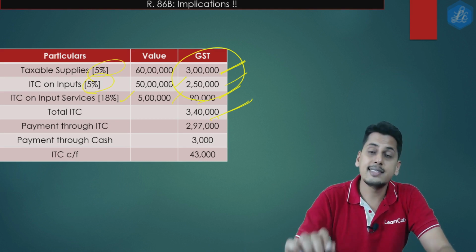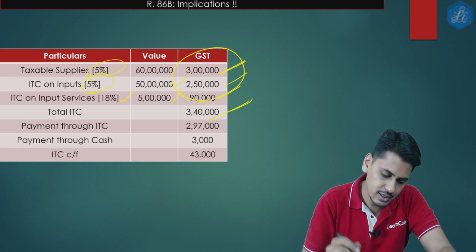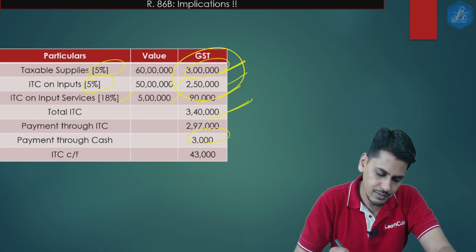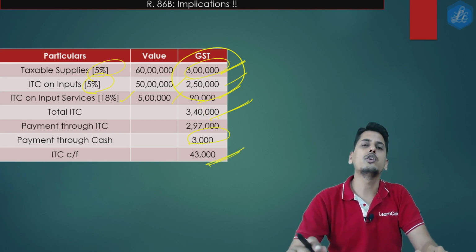So now friends, 86B is applicable. He needs to pay at least 1% from his cash ledger. So the total liability is 3 lakhs. He pays 3,000 from his cash ledger. ITC carry forward is 43,000. Is this person going to be agitated?